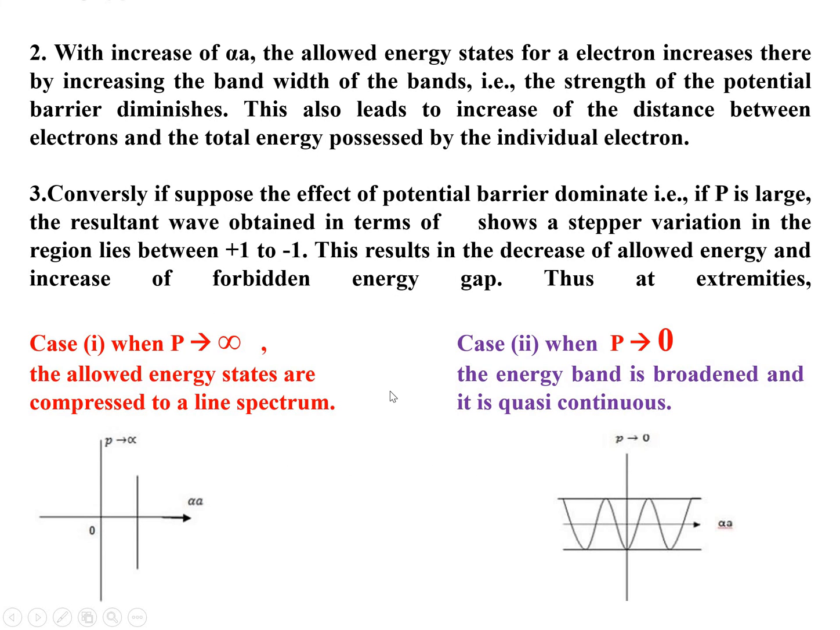The second point is, with the increase of alpha a, the allowed energy states for an electron increases, thereby increasing the bandwidth of the bands. The strength of the potential barrier diminishes. This also leads to increase of the distance between the electrons and the total energy possessed by the individual electron.